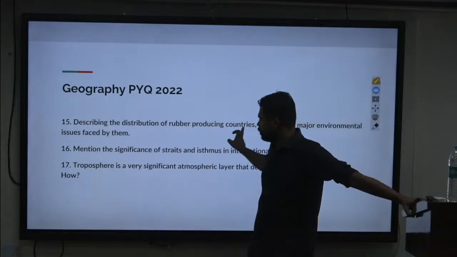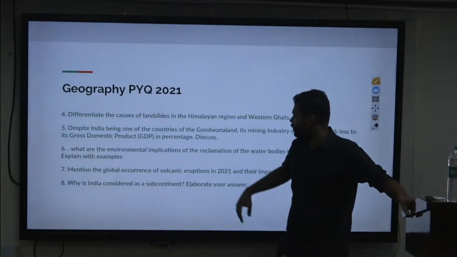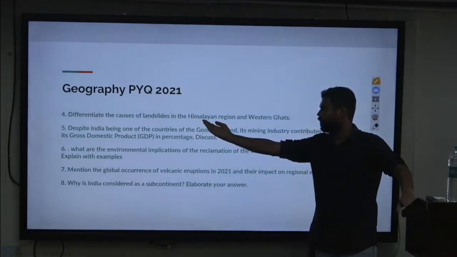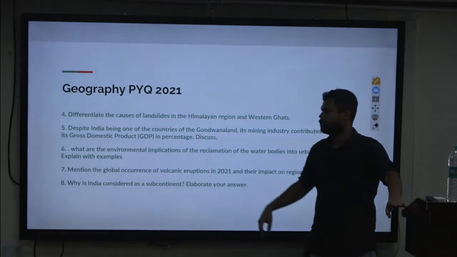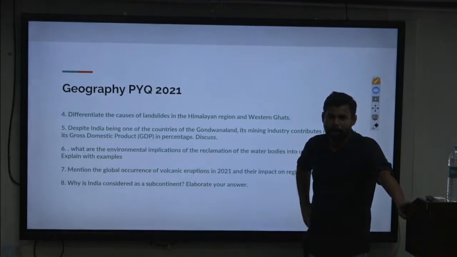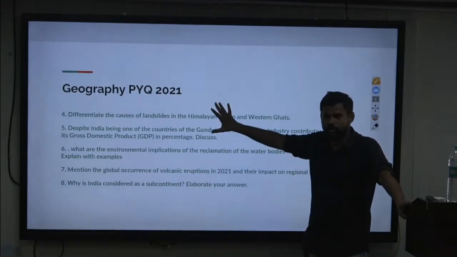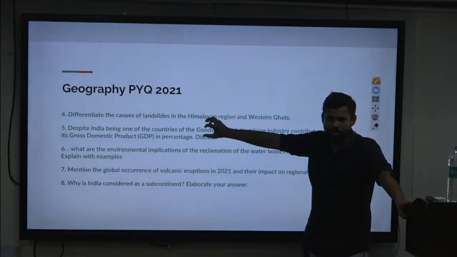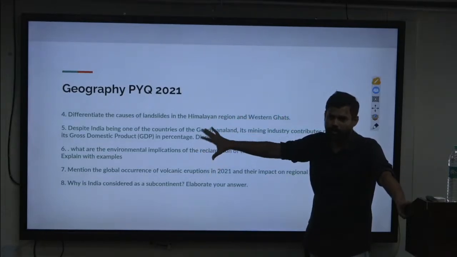Okay, so let us now glance at different things. Differentiate the causes of landslides. This is 2021: differentiate the causes of landslides in the Himalayan region and Western Ghats. Easy or difficult? Can you show the map? Show the Himalayan regions, show the Western Ghats. That is when you show the map.